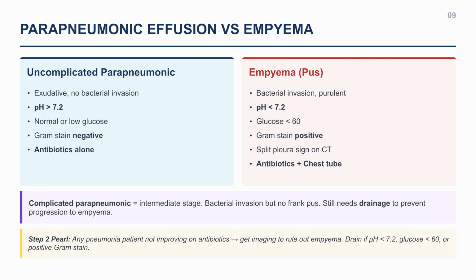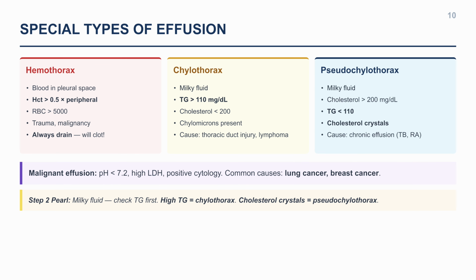Step 2 Pleural. If a pneumonia patient is not improving on antibiotics, get imaging to rule out empyema. Drain if pH is below 7.2, glucose is below 60, or gram stain is positive. There are 3 special types of effusion to distinguish.